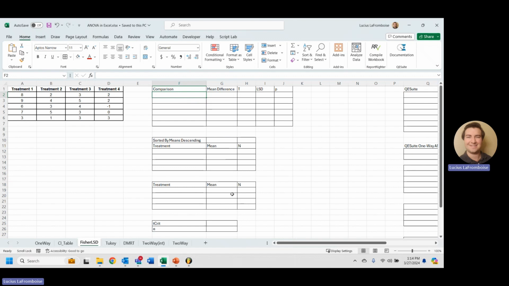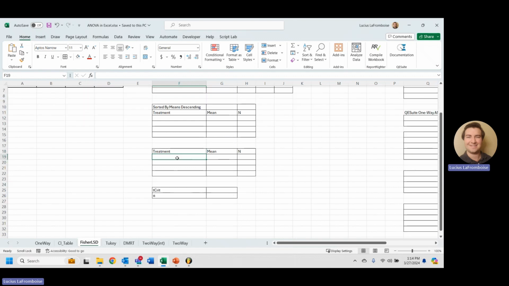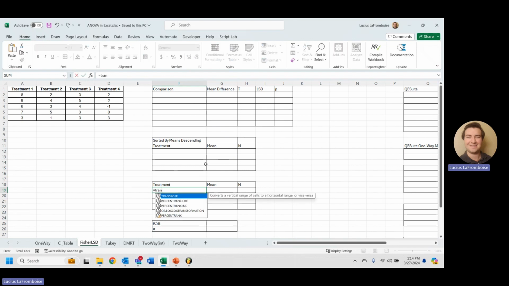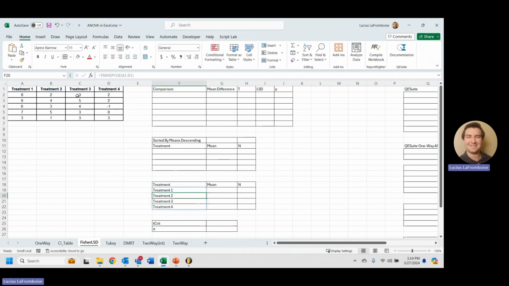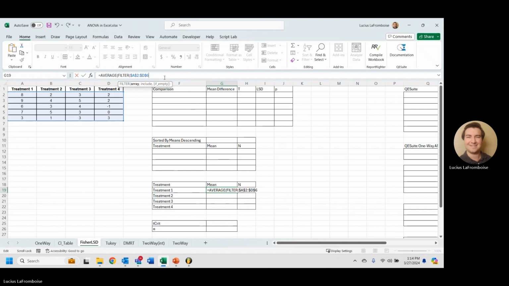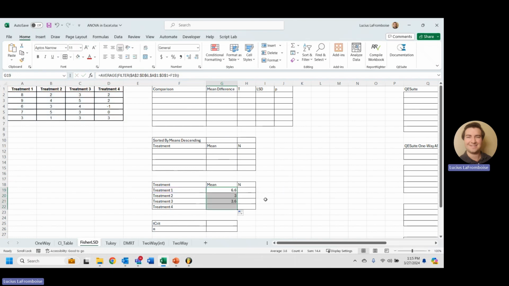Okay, so the first thing that we're going to want to do is come down here and just get all of our treatments. So I'm going to say transpose, and I'm going to transpose the range that includes all of our treatments, and then I want to get the mean of each treatment. So that equals average, and we're using our friend the filter function. Select the entire range of data, and you know what, let's absolute reference this. And then we'll take our range of treatment names and absolute reference that, set it equal to that treatment. Double close parentheses and enter. And there is our mean. And then we'll double click to drag it down.